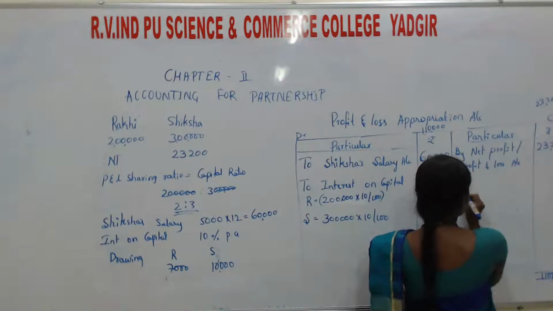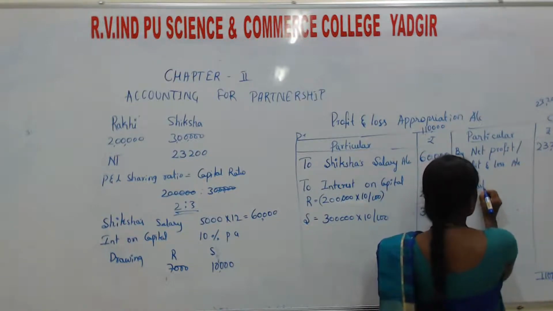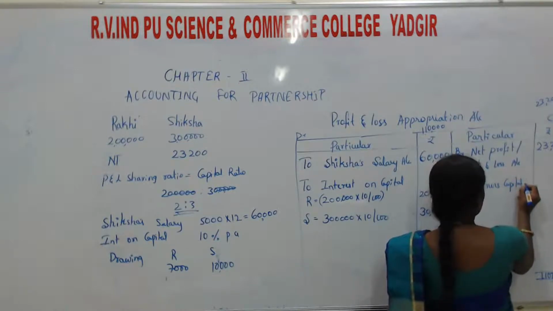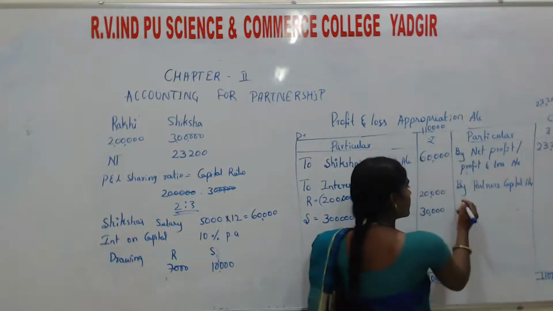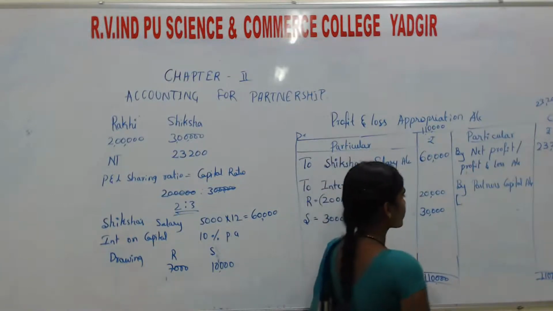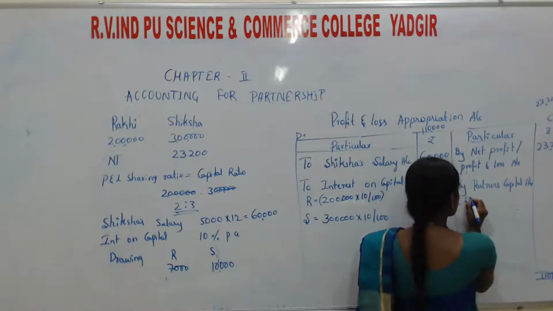So by partners' capital account, the subheading is distribution of loss to the partners.